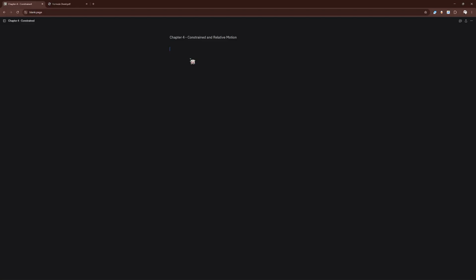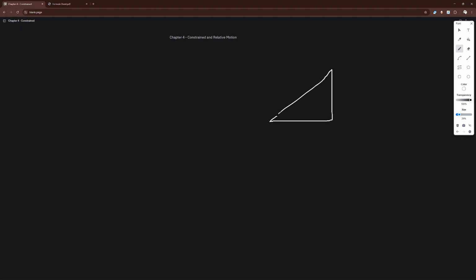Constrained motion is, I feel like it's obvious by the name, but it's when two things affect each other. So, for example, if we have a ramp like this, and we have a block on here, and it's connected to a pulley that's connected to this block. This is constrained motion because these two blocks, their motion depends on the other block. So for example, gravity is going to be pushing this block down. What happens is this block goes down. Well, intuitively, this block goes up, right?